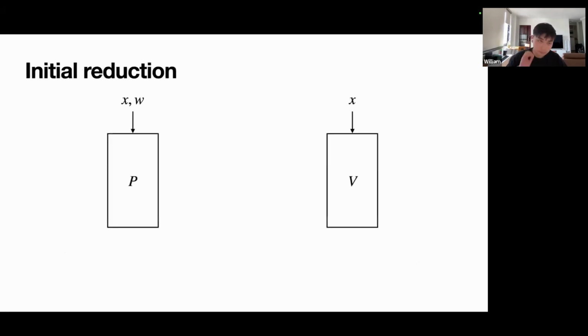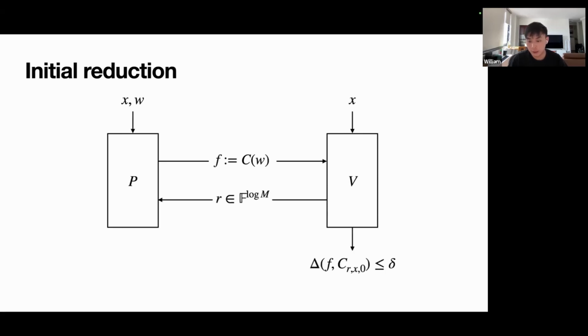Okay. So the initial reduction is now quite straightforward, from R1CS to an algebraic proximity claim. The prover gets the R1CS instance and witness, the verifier gets the instance. And now all the prover is going to do is send the encoding of the witness as an oracle F. And the verifier is going to sample a random challenge R and output the claim that F is delta-close to this subcode C_{R,X,0}.